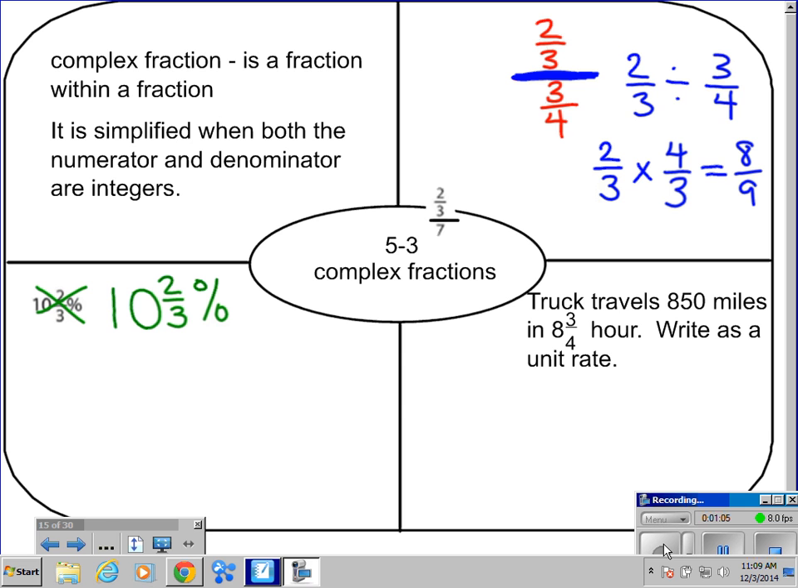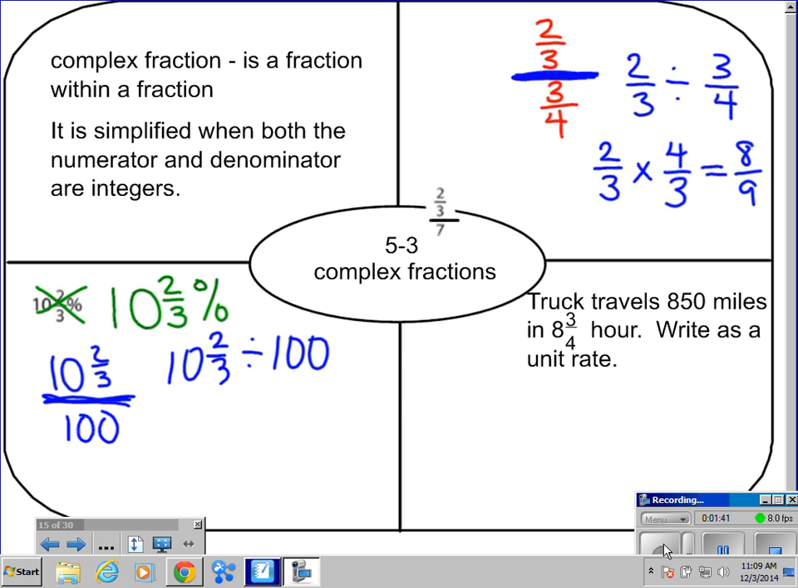The next one is a percent, and they want it written as a fraction. Okay? Who can remind me, what are percents always out of? Yeah. Okay, so let's just rewrite that right away. 10 and 2/3 over 100. However, this is what we call a complex fraction, because we have a fraction within a fraction, and you can't leave it that way. It's not simplified. So we're going to rewrite it. So 10 and 2/3. This time, instead of using this division symbol, we're going to use this division symbol.